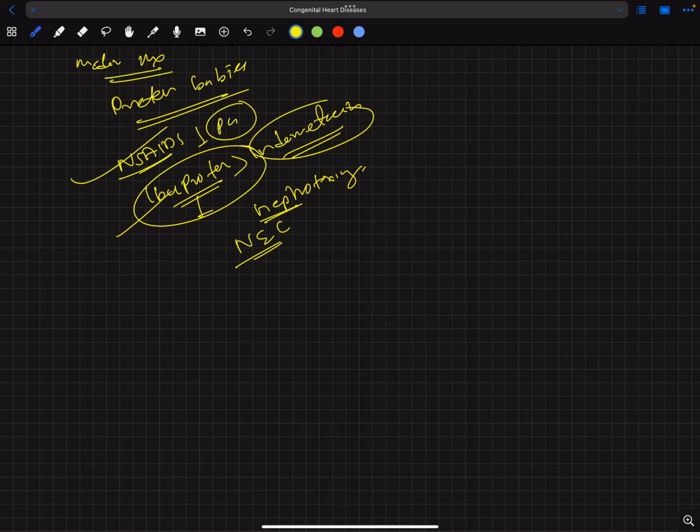Supportive management is for when there is volume overload in the heart and congestion in the heart, which will lead to development of congestive heart failure. We can use drugs like digoxin or furosemide in treatment of congestive heart failure. If the lung is congested with the extra amount of blood coming from the left heart to the lungs, it will lead to development of pneumonia in the lungs. So we can manage that with antibiotics.